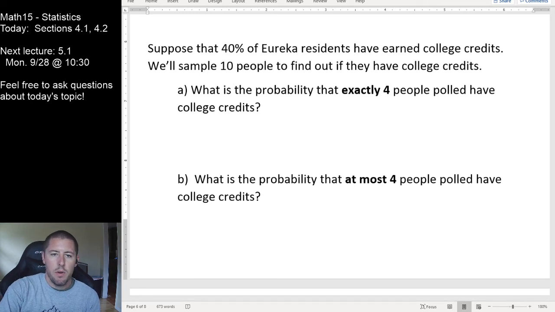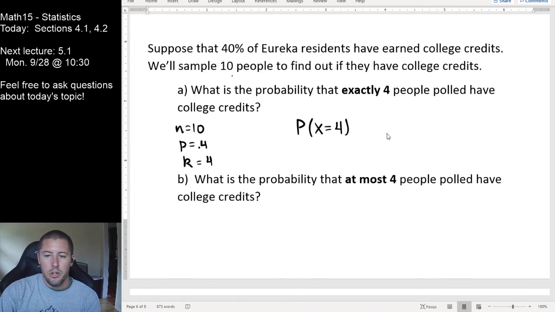So I am going to, I think I'm on red right now, there we go. What is the probability that exactly 4 people polled have college credits? And let me just say right here real quick, what we have in this case is that our sample size is 10, our probability of success is 0.4, and in this case we have K, our number of successes, is exactly 4 people. So what we're interested in is the probability that our variable takes on exactly 4.